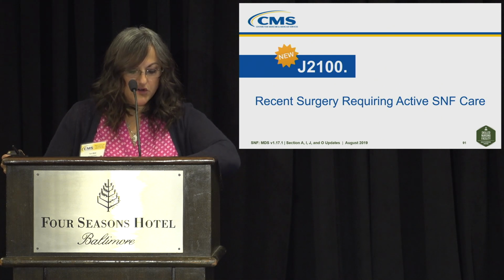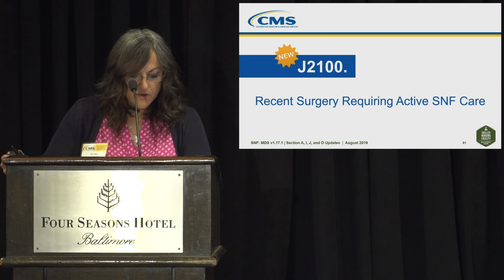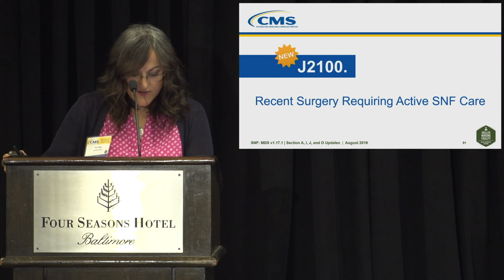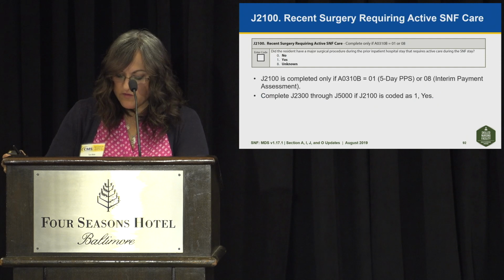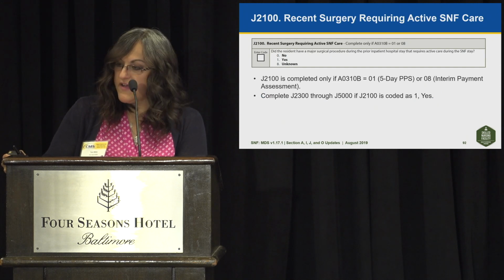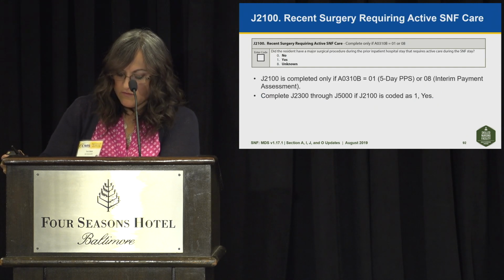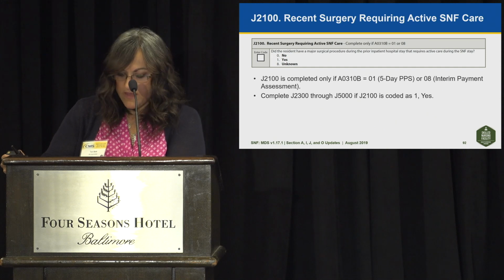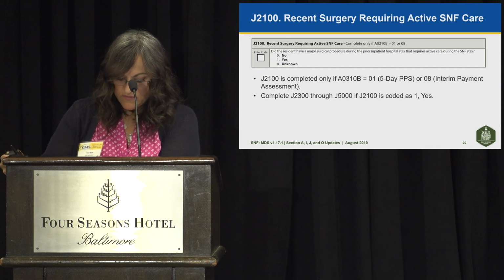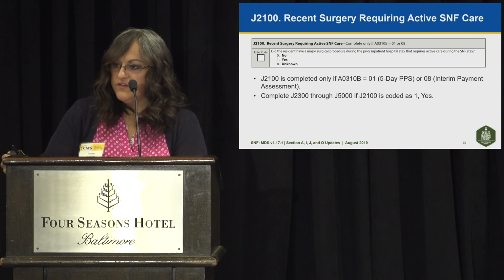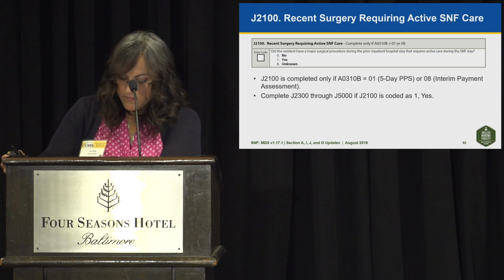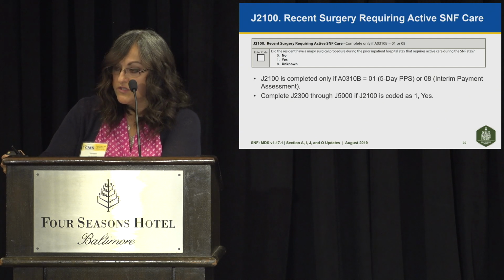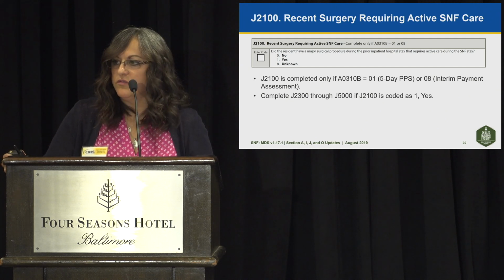So let's move on to the new item, J2100, recent surgery requiring active SNF care. J2100 would only be completed if the assessment is a 5-day, which is A0310B equals 01, or an IPA, which is A0310B equals 08. If you answer J2100 as 1, yes, then you'll complete the other new item in this section, which is surgical procedures, and those are items J2300 through J5000.